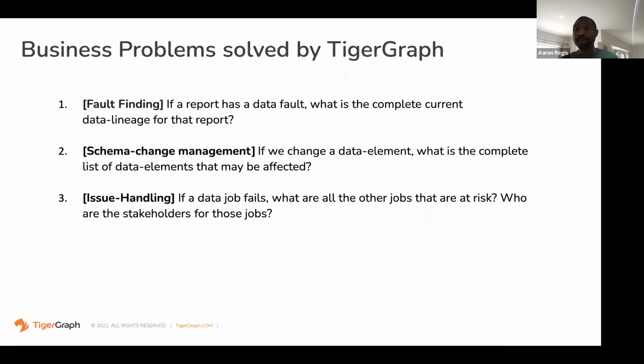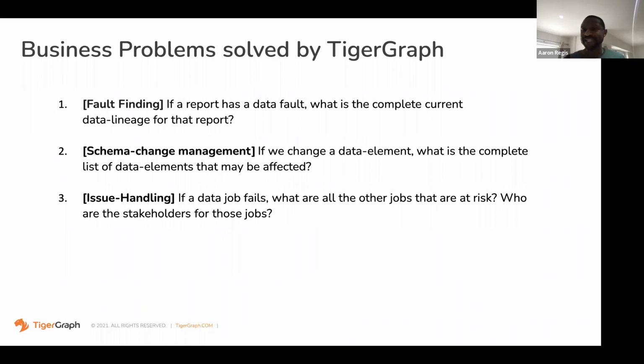So in terms of the actual business problems and the value received by this large retailer, these are the three key problems, let's say, that were solved by this solution. Fault finding. So if there's a data fault, what is the complete lineage? How can I trace back upstream to understand all the components that have to come together for me to get this report, so I can understand what might be broken?